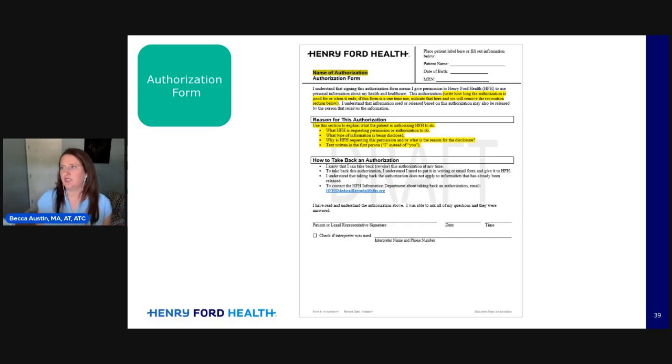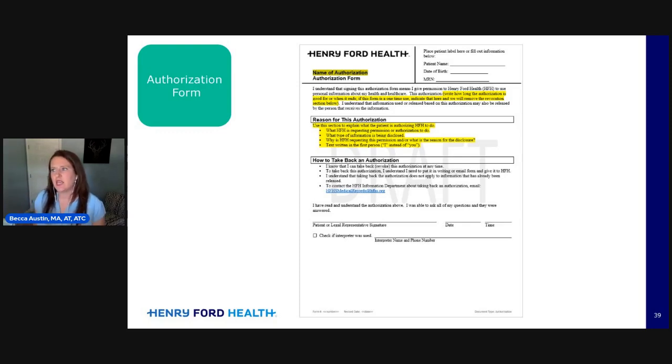This authorization, and then you'll see in yellow, that is where our employees can type in how long the authorization is good for, when it ends, or if it's a one-time authorization. For example, I allow my blood sample to be released to the police department. That's a one-time authorization. And so they would indicate that there.